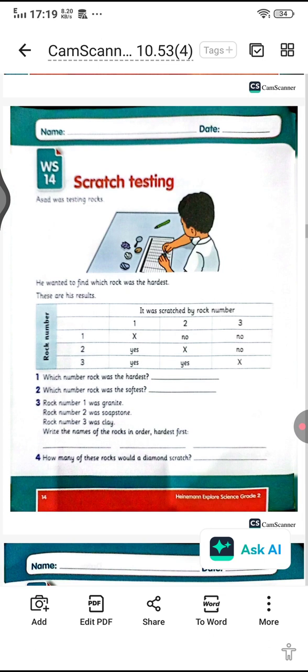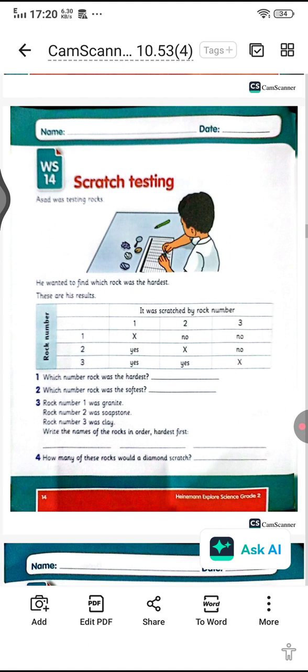Next is worksheet number 14, scratch testing. Asad was testing rocks. He wanted to find which rock was the hardest one. These are his results. He put 3 rocks in front of them, and he put the observations related to them.